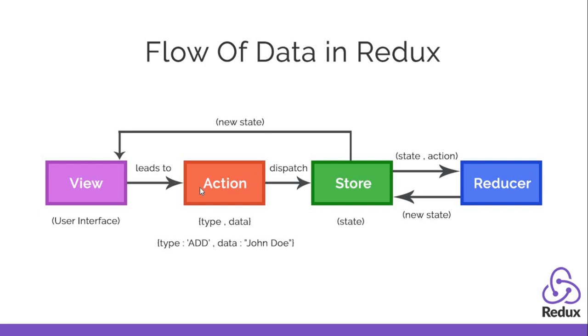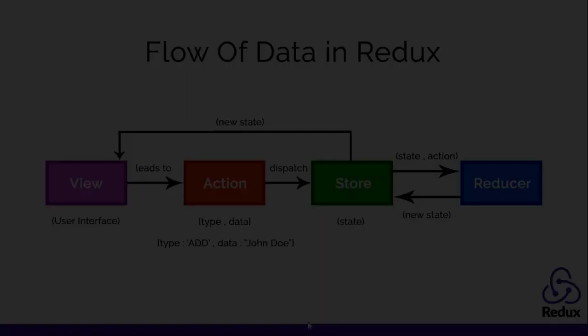For example, action, dispatch, store, and reducer. These are, I think, the four important terms that you need to know in Redux. So that's the mechanism of Redux, and let's get started with our code.